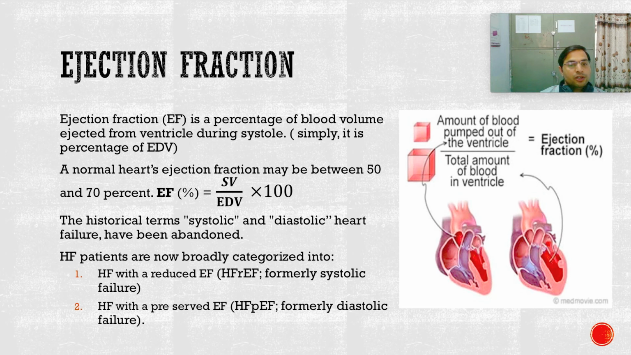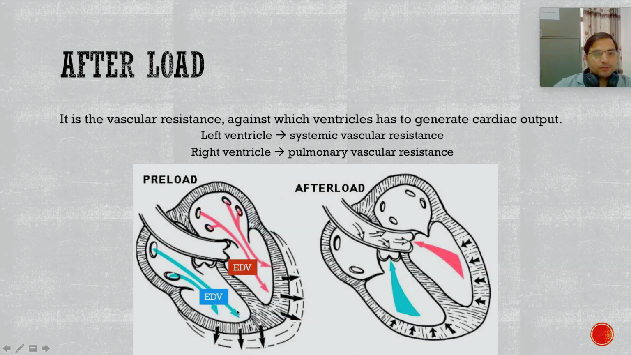Heart failure with reduced ejection fraction and heart failure with preserved ejection fraction. So we know that the preload is the end diastolic volume, that is the blood volume in the ventricles at the end of diastole, or simply the blood volume in the ventricles before the systole is about to start. So this is approximately 120 ml. So this is preload.